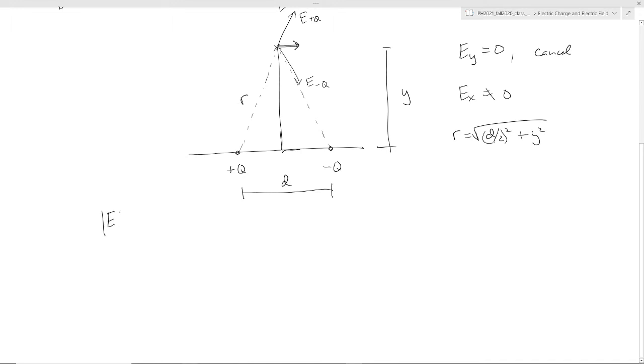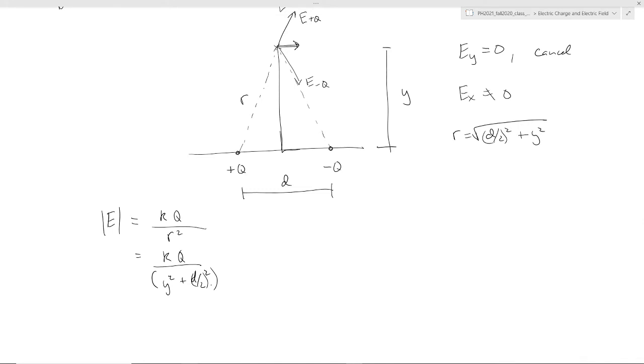So then when we go to find the magnitude at that location, it looks just like Coulomb's law, kq over r squared, where now our r squared will be y squared plus (d over 2) squared. And that's the total from either contribution, just how big it would be.